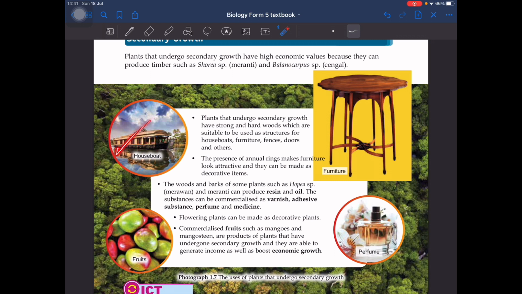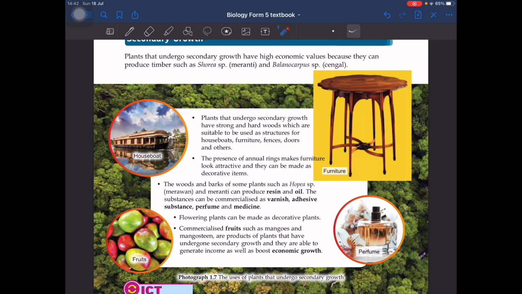So the first one is strong and hard woods, which are suitable to be used as structures. So we have your houseboats, we have your boats, we have your furniture, fences, doors, and so on. Kayu belian, right? Kayu belian or pokok belian is the number one most precious, very strong wood in Sarawak especially, because of this secondary growth. Okay, the thickness of the pokok belian is, I guess that's where the strength of the wood comes from.